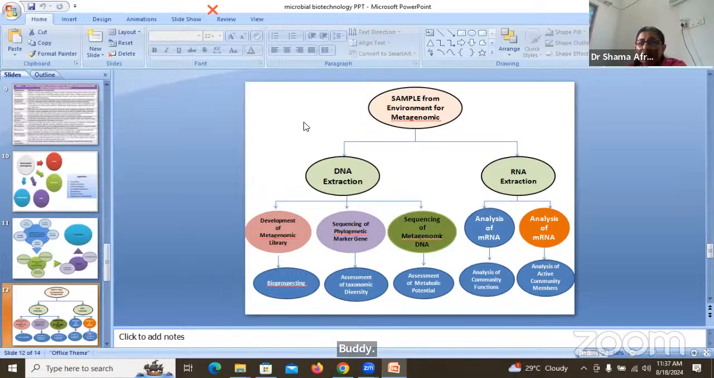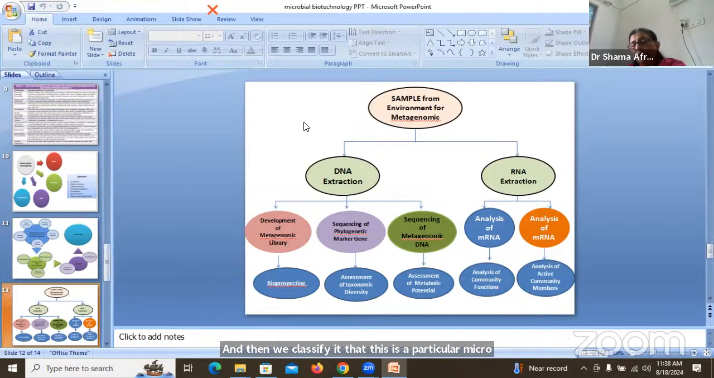And then we sequence this DNA for phylogenetic marker gene, and then we sequence it for metagenomic DNA also. And bioprospecting: when we develop the metagenomic library, we are bioprospecting it for the assessment of taxonomic diversity and for its metabolic potential, and then we classify that this is a particular microorganism and what changes can be done in this. With the help of RNA extraction, we know about its community functions and its community members, which type of protein or enzymes they can produce, and that can be classified further and developed or changed with the help of various RDT technology.